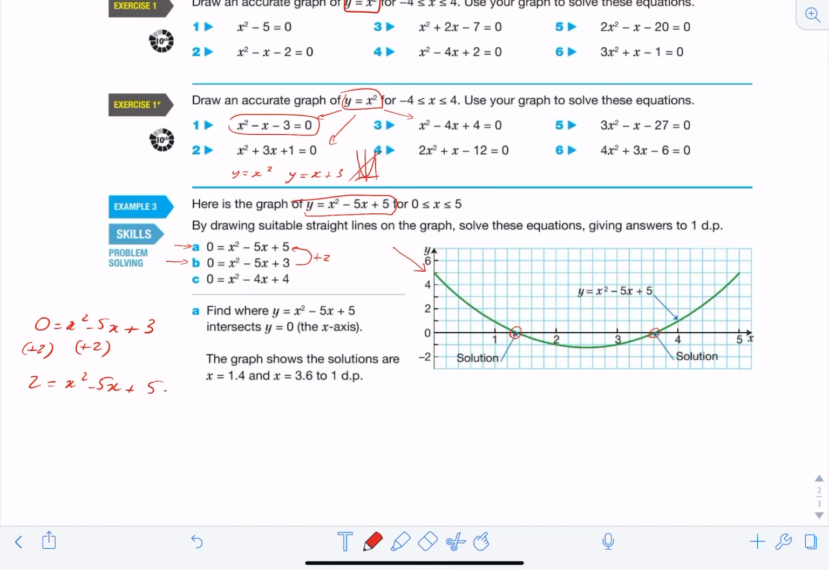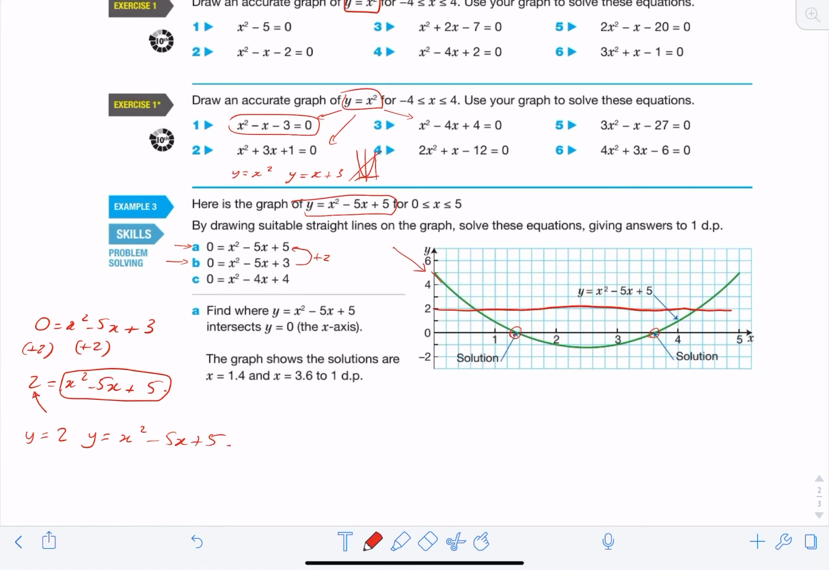Now we should be in familiar territory because we already know what this graph looks like. We've already got it drawn. The book's already got it written for us. And then what we need to do is draw in this graph, y equals 2, and see where y equals 2 intersects with y equals x squared minus 5x plus 5. Okay, so where are we going to do that?